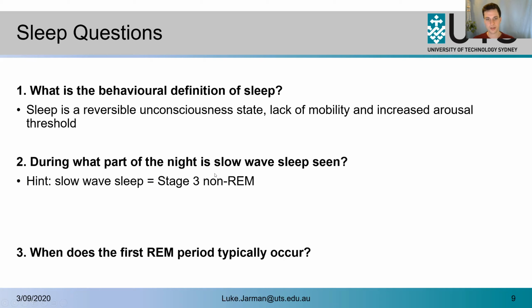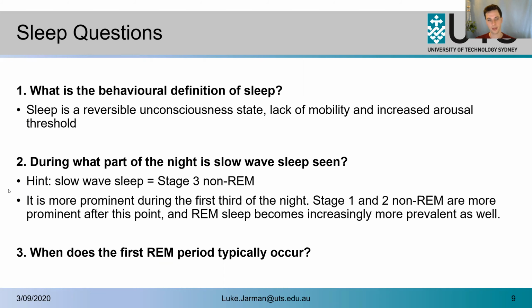Question 2, during what part of the night is slow wave sleep seen? So as we talked about, your slow wave sleep is stage 3 and stage 4 non-REM, which we now just kind of refer to as stage 3. So it is mostly prominent during the first third of the night. And I won't go back to that diagram, but you should just be able to remember that your first third of the night has really long periods of stage 3 slow wave sleep. And then in the last third of the night before you wake up, that is really heavily REM sleep.